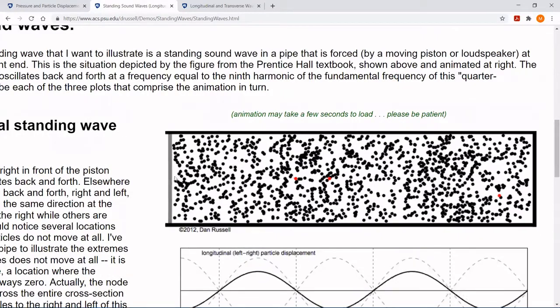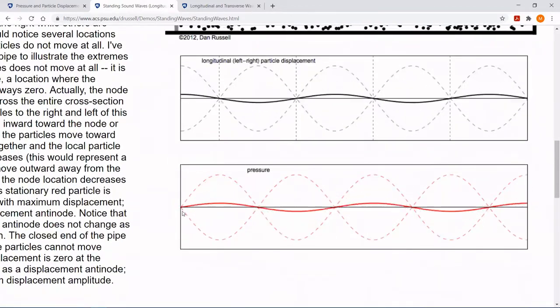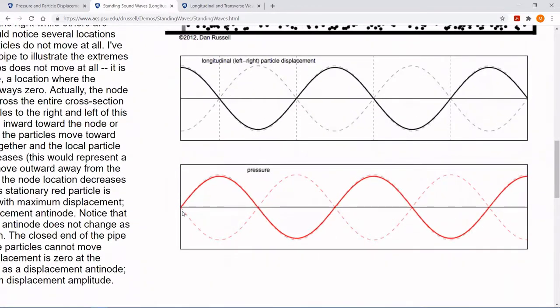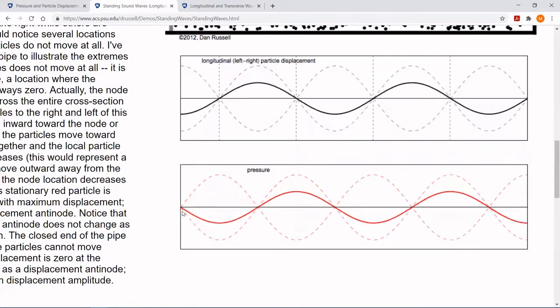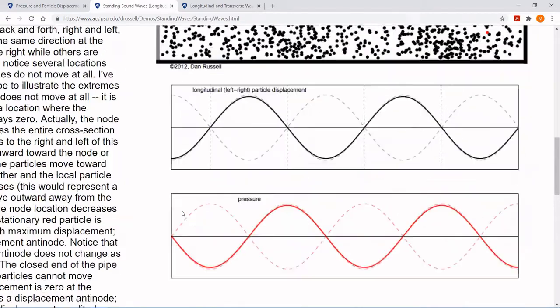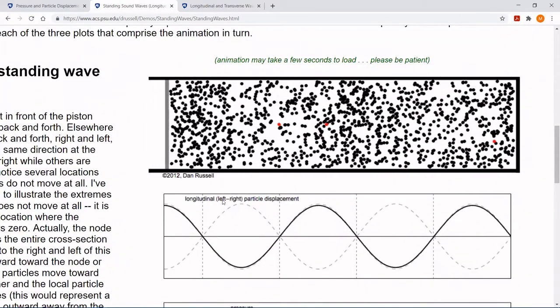Again, the simulation has a piston here, but let's forget about that. The end that's open to the atmosphere has no fluctuation in pressure because it must match the atmospheric pressure. That's the pressure boundary condition. I think that's all we need to say about this particular simulation.